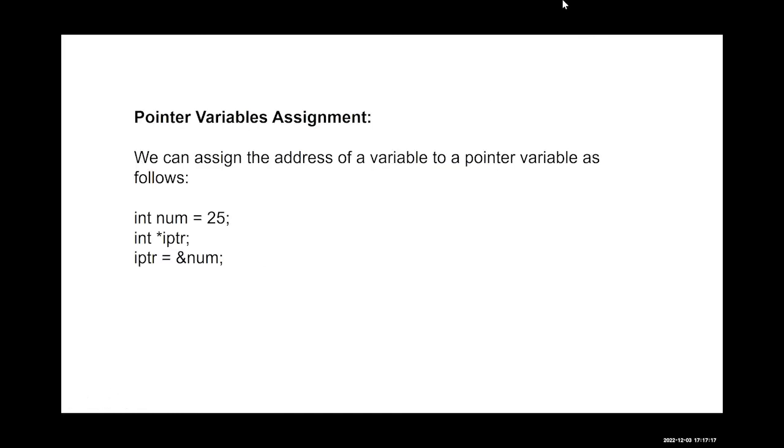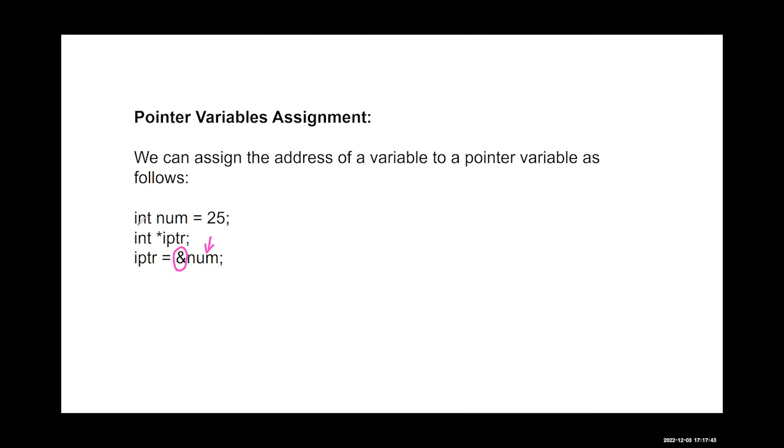So once I declare a variable, how am I going to assign the value? See here, we can assign the address of a variable to the pointer variable as follows. Here you will see a special symbol called ampersand. Now what is this ampersand? This represents the address of this particular variable. Now I know that a pointer is a variable which holds the address of another variable.